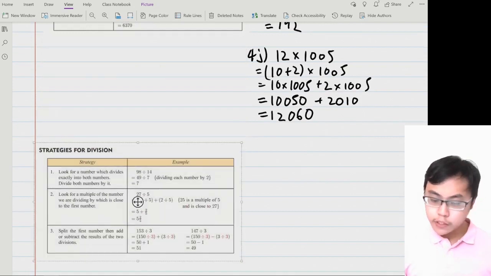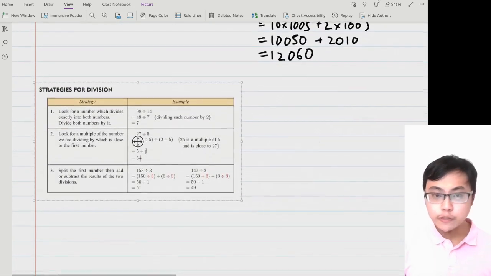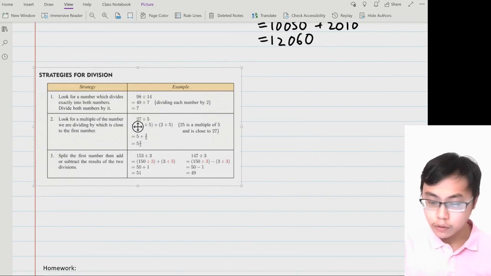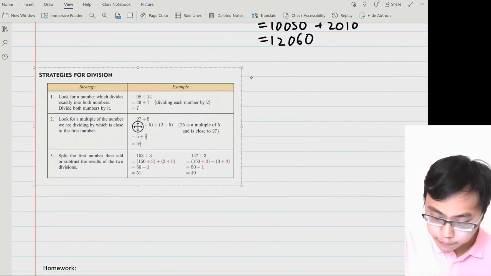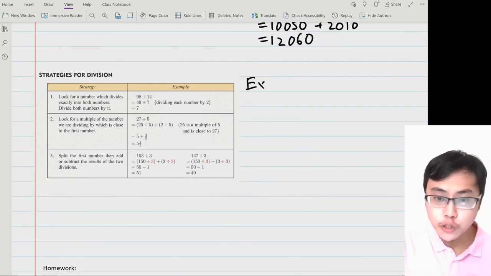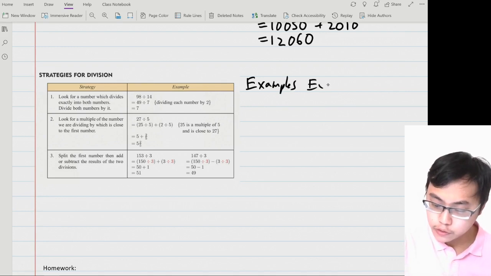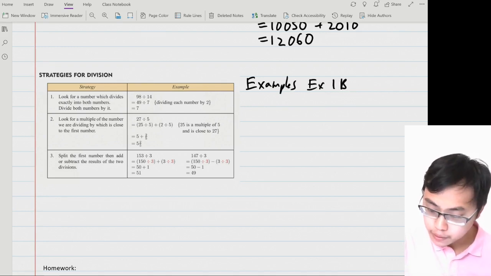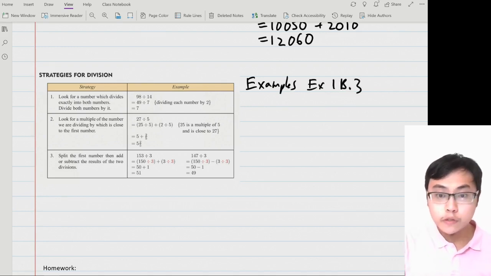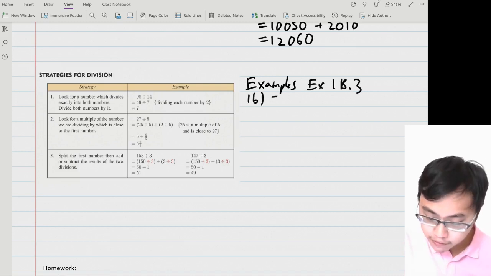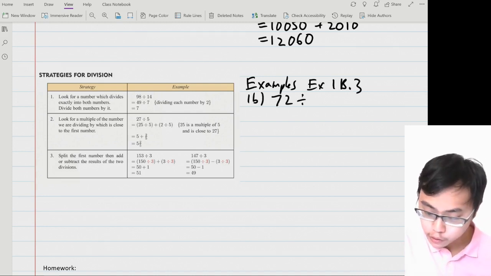So moving on to division. Now, this is in your textbook. You can read this yourself. I'm going to go straight into some example questions because I don't want this video to be too long. So I'm going to do examples from exercise 1B.3. And so I'm going to take question 1B, and that's going to be 72 divided by 12.